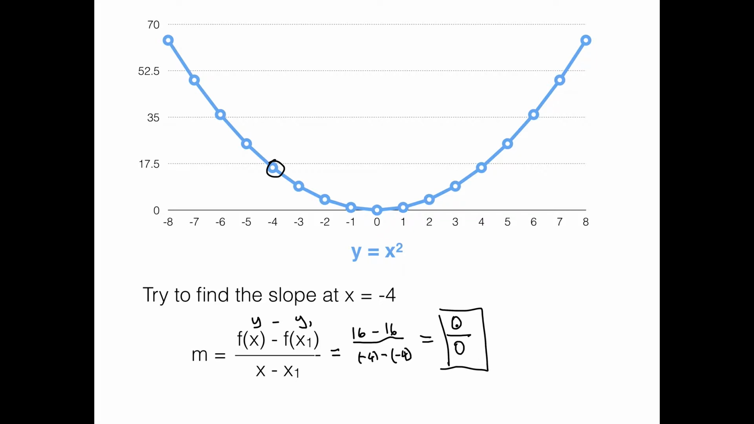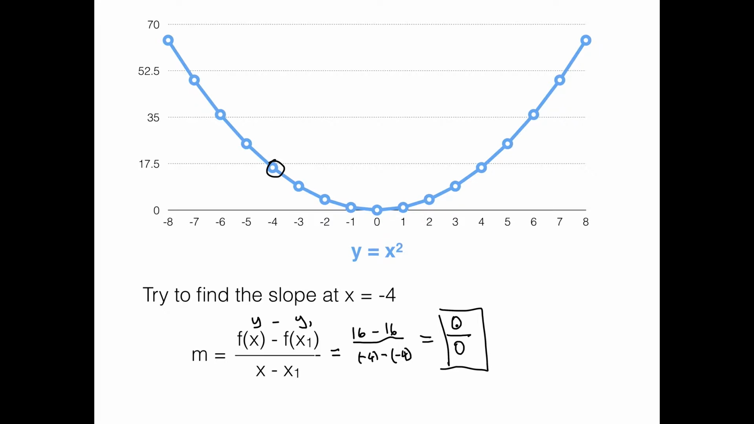Now this is a little bit of a problem, right? Because as we know, we can't divide by 0. Therefore, we're a bit stuck here. So what does this mean? Does it mean we can't calculate the rate of change at a point?